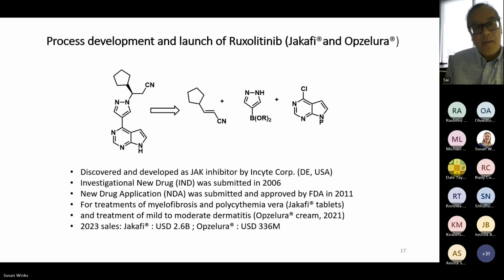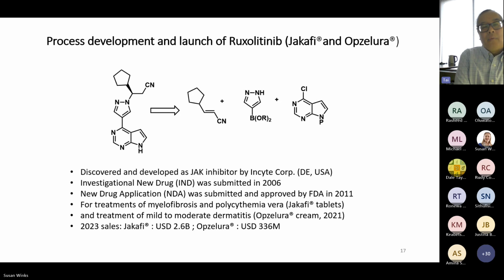This part of the seminar talks about the process development and the commercial launch of ruxolitinib, which is the generic name of the compound. This drug is sold as a tablet, as Jakafi, and a cream called Opzelura. A little bit of history on the drug. It was discovered and developed as a Janus kinase inhibitor by Incyte Corporation, and we filed the investigational new drug application to the FDA in 2006. That was the time I joined the company.